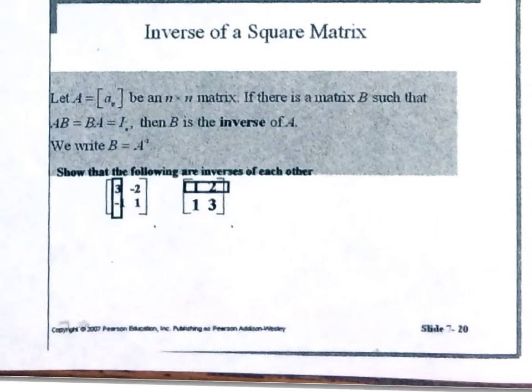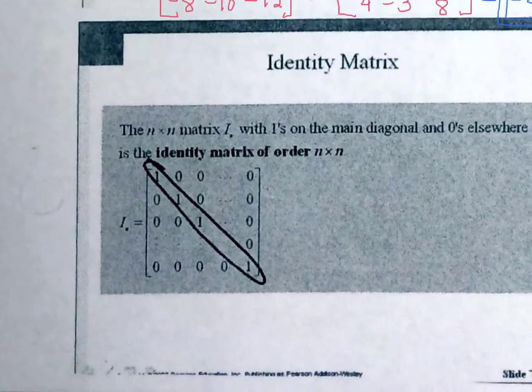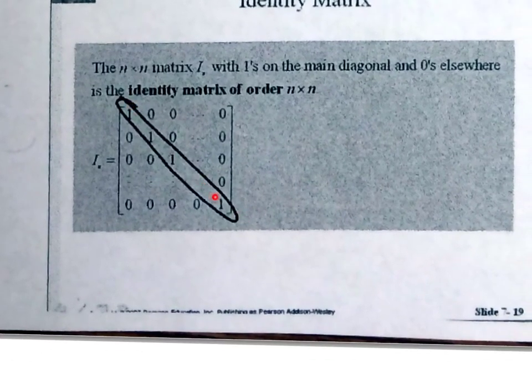And sometimes they're going to ask you, are these two matrices inverses of each other? And what are we going to do? Multiply both of them. And if our answer is the identity matrix, then you're going to say, yes, they are. And so what's the identity matrix? The identity matrix is a matrix that has a diagonal of ones, and the remaining entries are zeros.